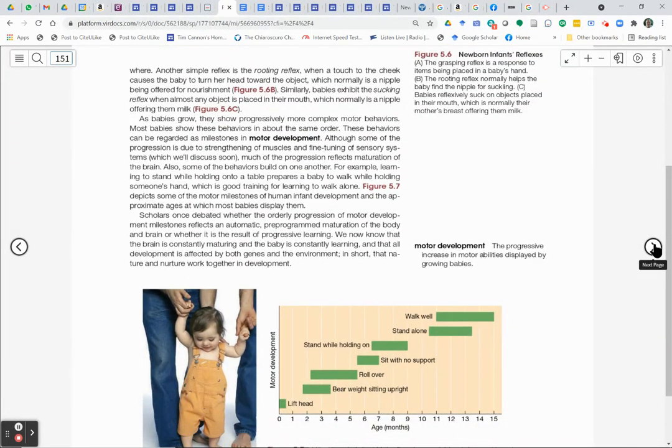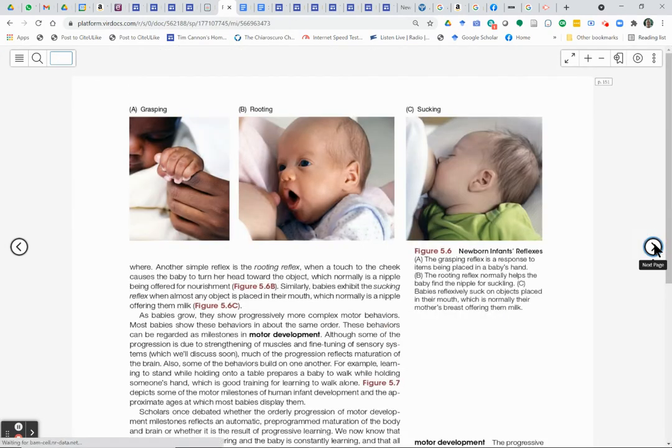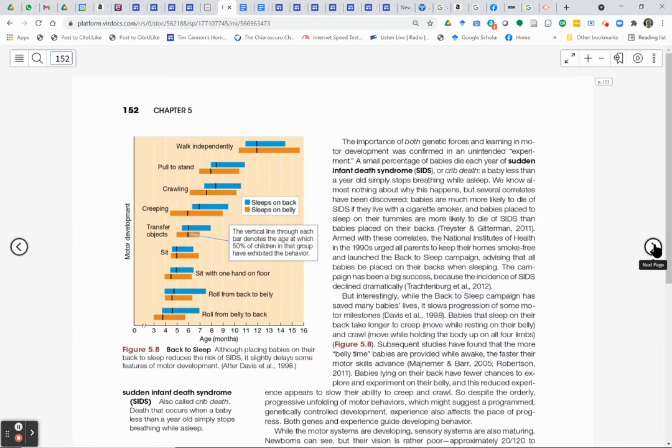There's a range of when things happen during motor development. Some parents obsess over this, which is probably not healthy. There's variability. All humans are not alike. I'll write that down. And SIDS is important.